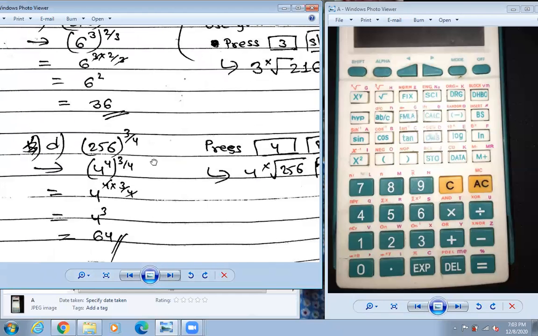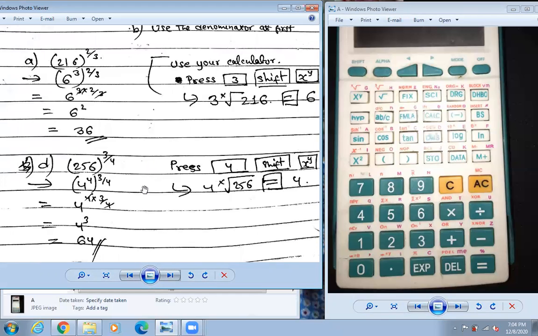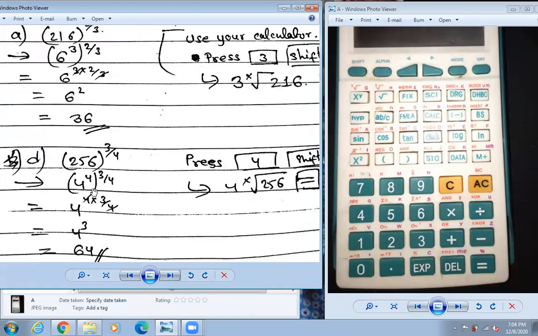Hope you have understood. B number also, D number also, there are similar types of questions. To remove any confusion, I have done this question again. So 256 to the power 3 by 4. You need to use what?